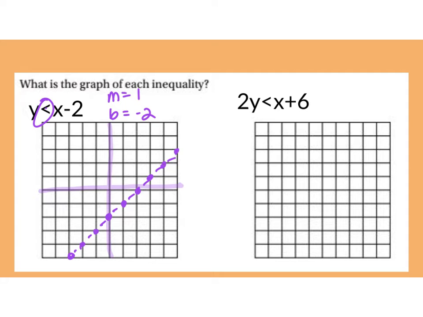So then the next step in this process is to shade. Are we going to be shading above or below this line? I hear different answers, but let's shade below because it says that y is less than that line. So all the values where y is less are right here. So we need to make sure that we're including those values.